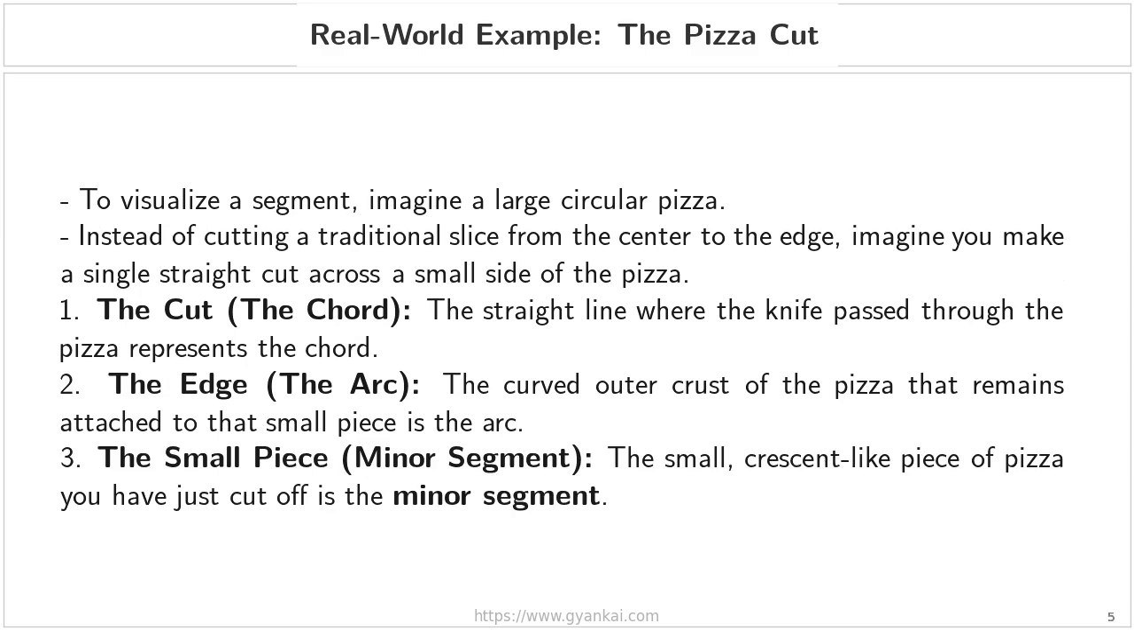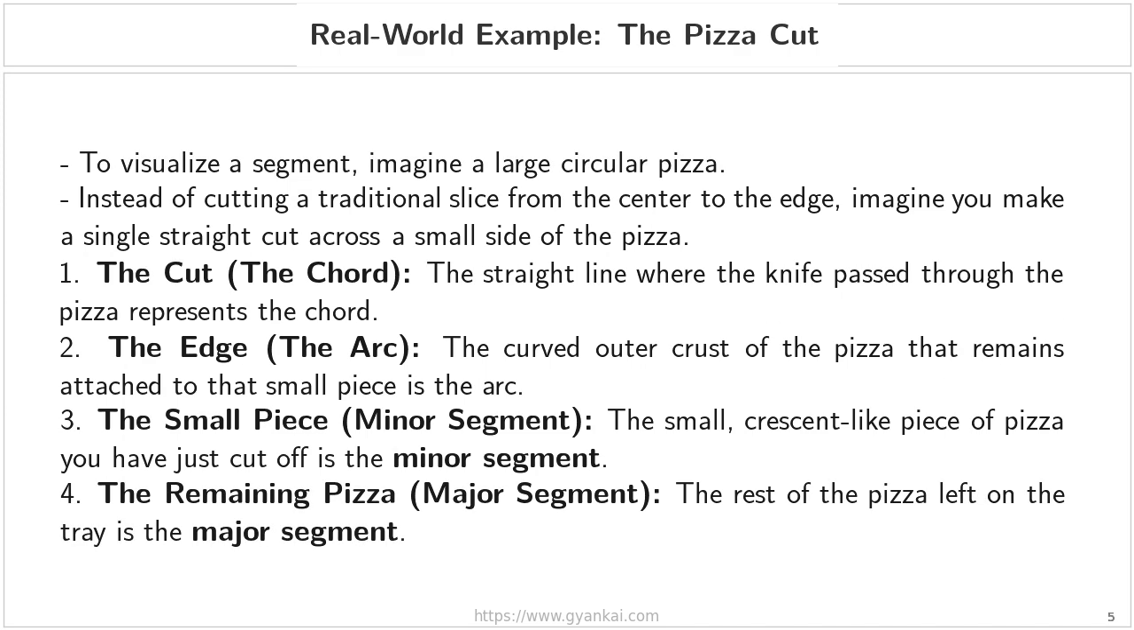Now, look at the small, crescent-shaped piece of pizza that you've cut off. Because this is the smaller of the two regions created by our cut, we call this the minor segment. Finally, look at the large portion of the pizza that is still left on the tray. Since this is the larger area, this is the major segment. By using this pizza analogy, you can clearly see how a chord divides a circle into two distinct parts.